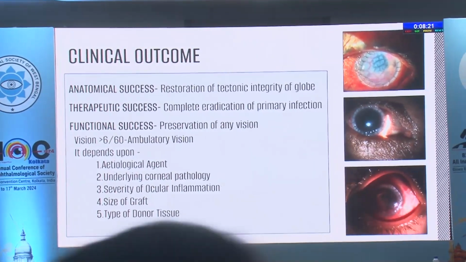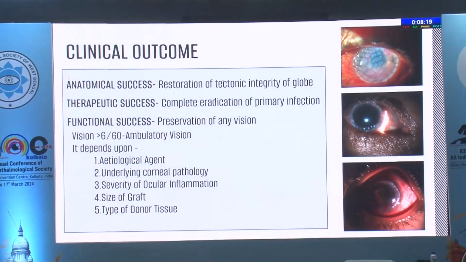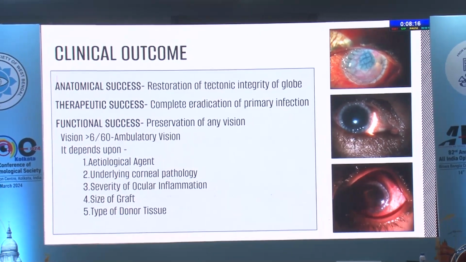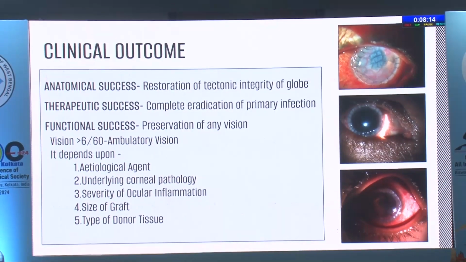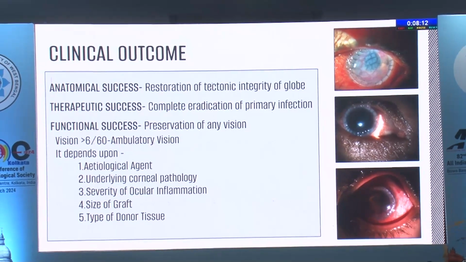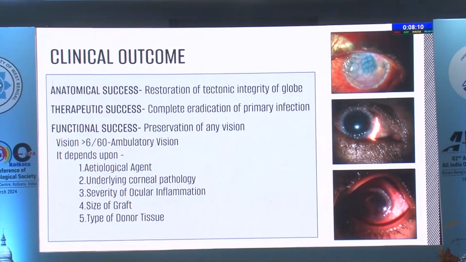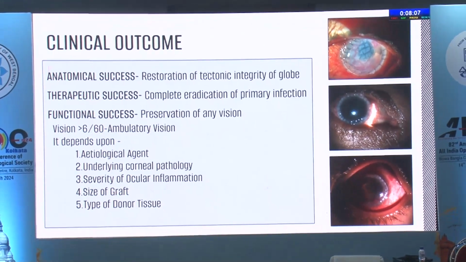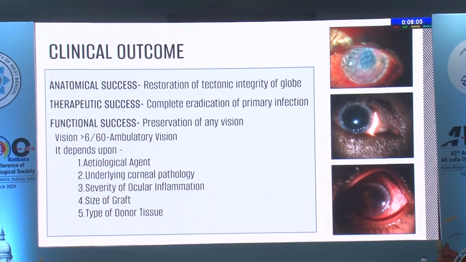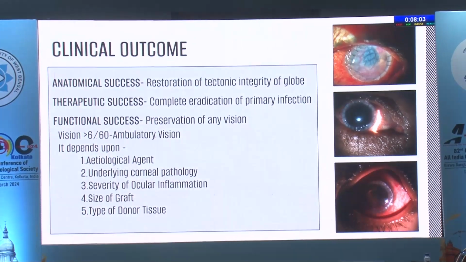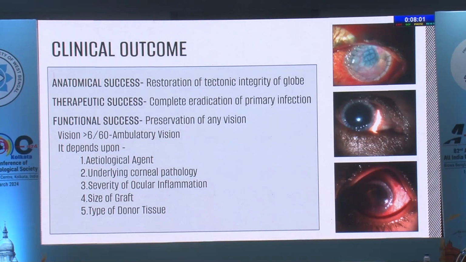So if we talk about the clinical outcome in cases of therapeutic keratoplasty, what is more important is the anatomical success and the therapeutic success. The restoration of the tectonic integrity of the globe, and if we are able to completely eradicate the infection, our therapeutic keratoplasty is said to have a successful outcome. Functional success, as far as the visual outcome is concerned, is desirable, but it is not the primary aim as far as the therapeutic keratoplasty is concerned.